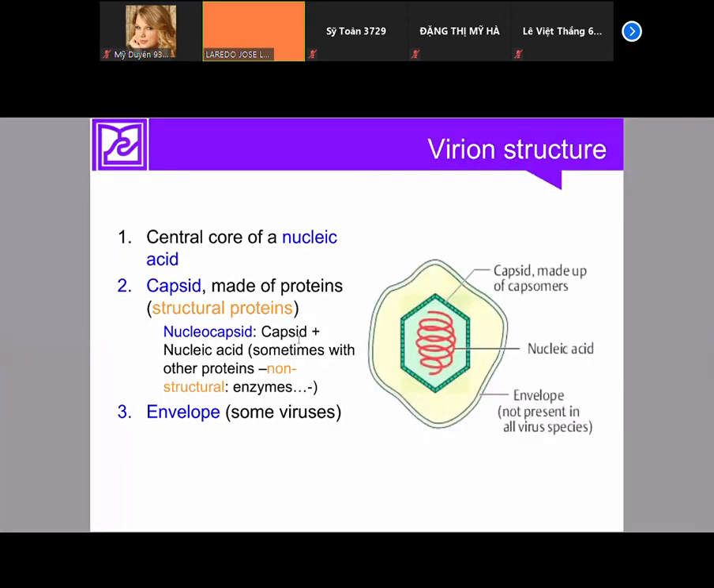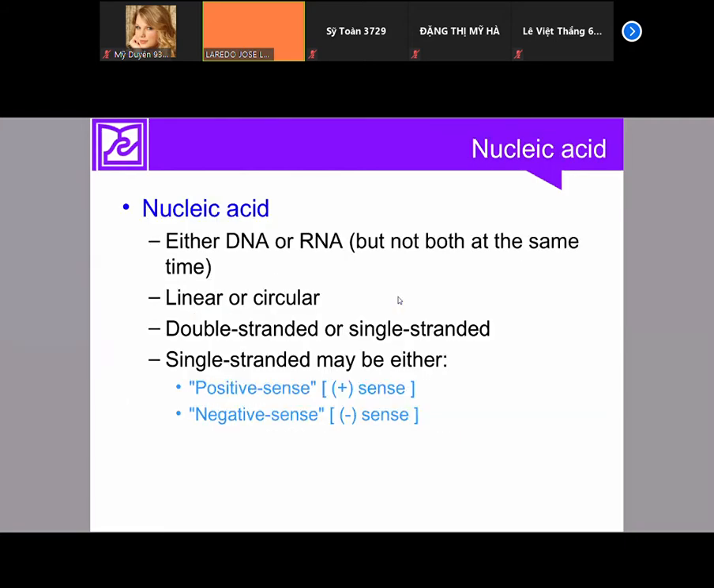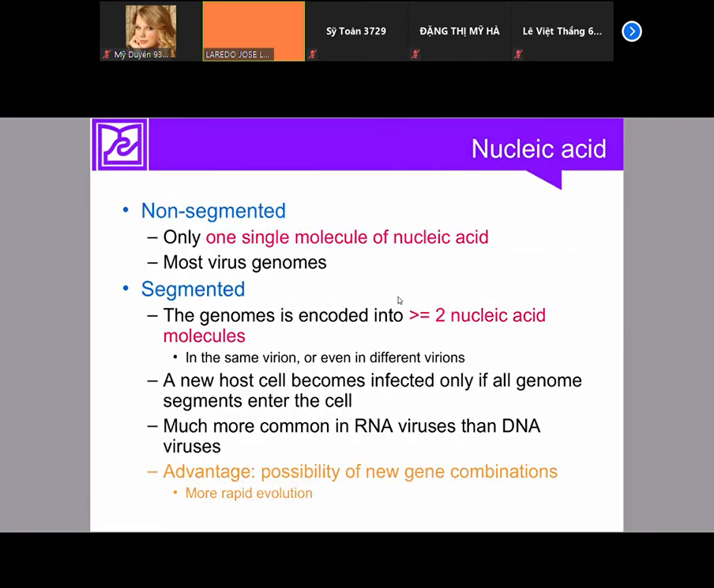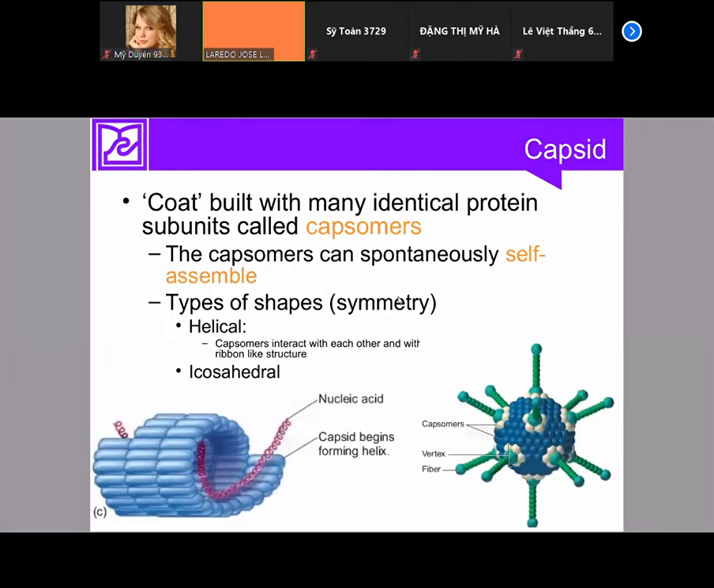This is the structure of the virion, the three parts. In red color, we have the nucleic acid. Around the nucleic acid, this is the capsid, made of proteins. These small proteins are called capsomers. And outside the capsid, some viruses have an envelope. This is the envelope, only some viruses.